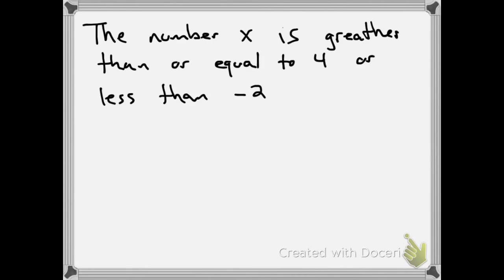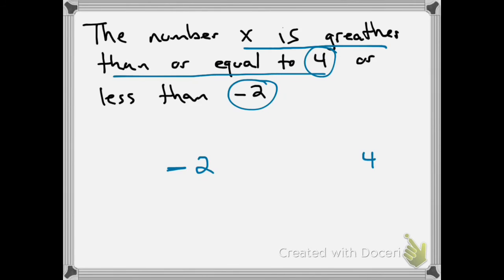For this last one here, what they want us to do is to write a statement using inequality symbols. We have our two numbers here, negative 2 and 4. Regardless, it's obviously going to be a compound inequality, and negative 2 is going to be on the left because we have that as our smaller number, and then 4. So let's write two separate ones for now. It says x is greater than or equal to 4. So if x is greater than or equal to 4, it's going to look like that.